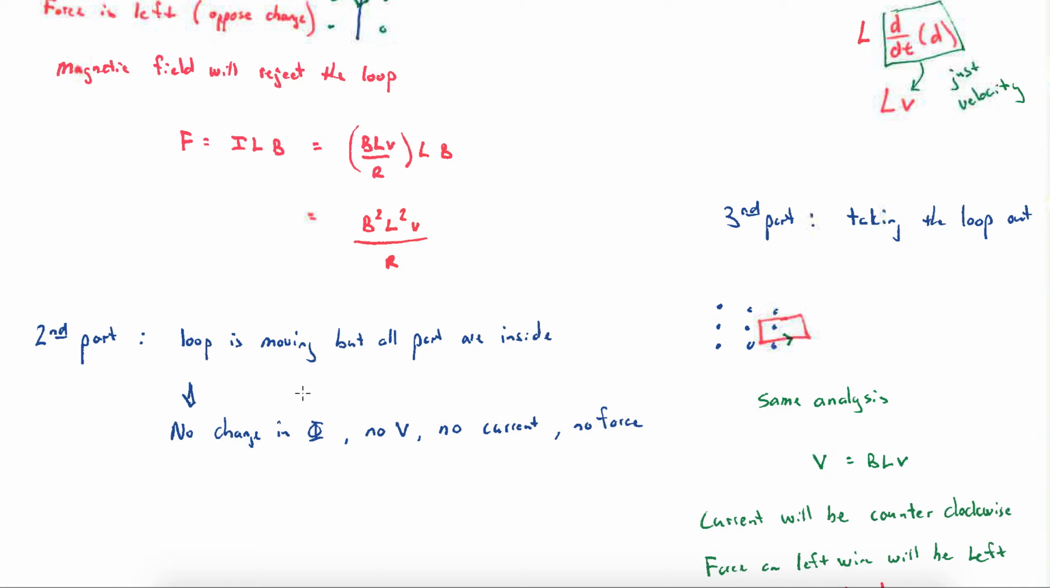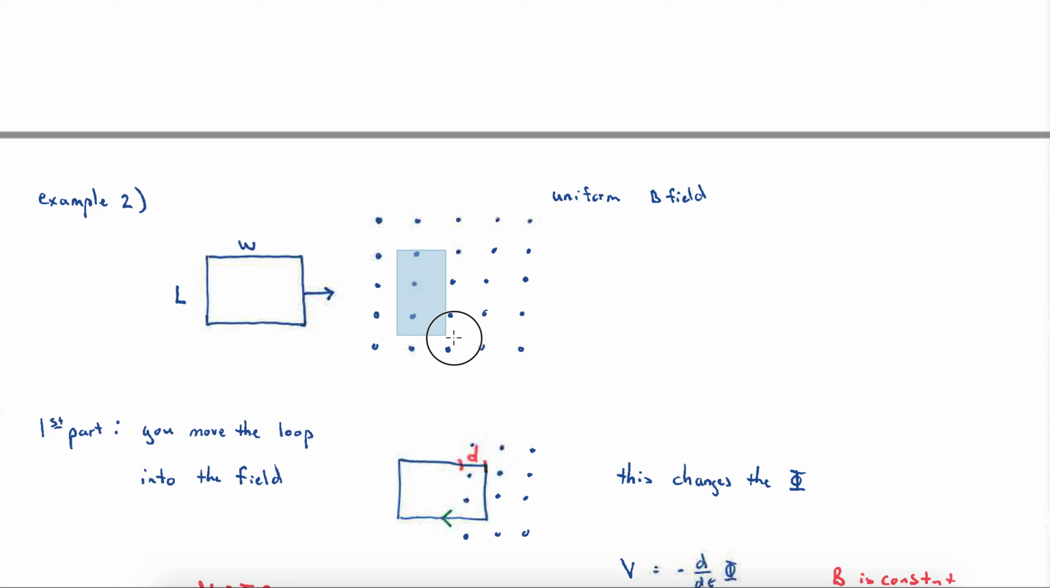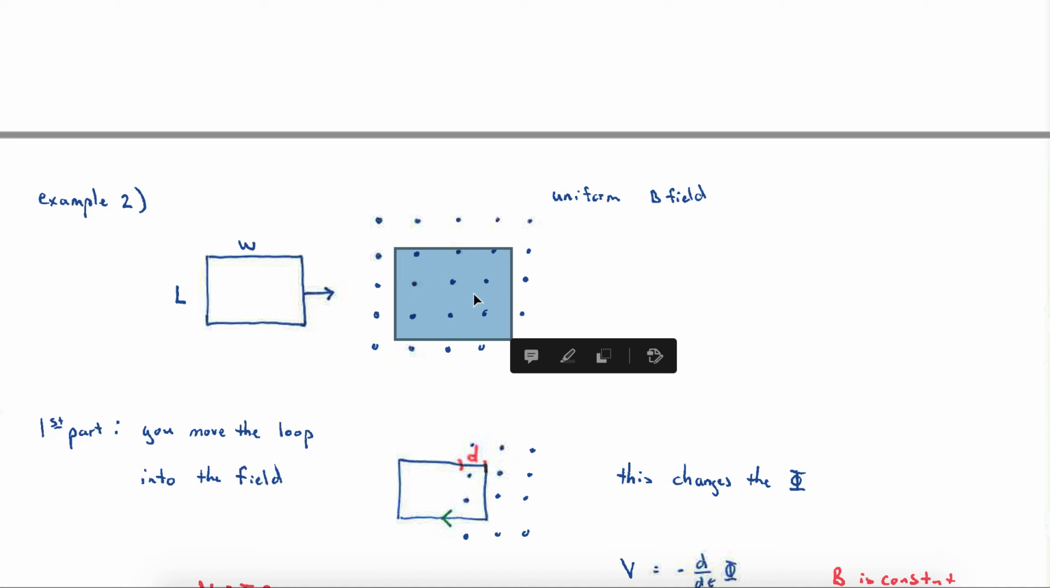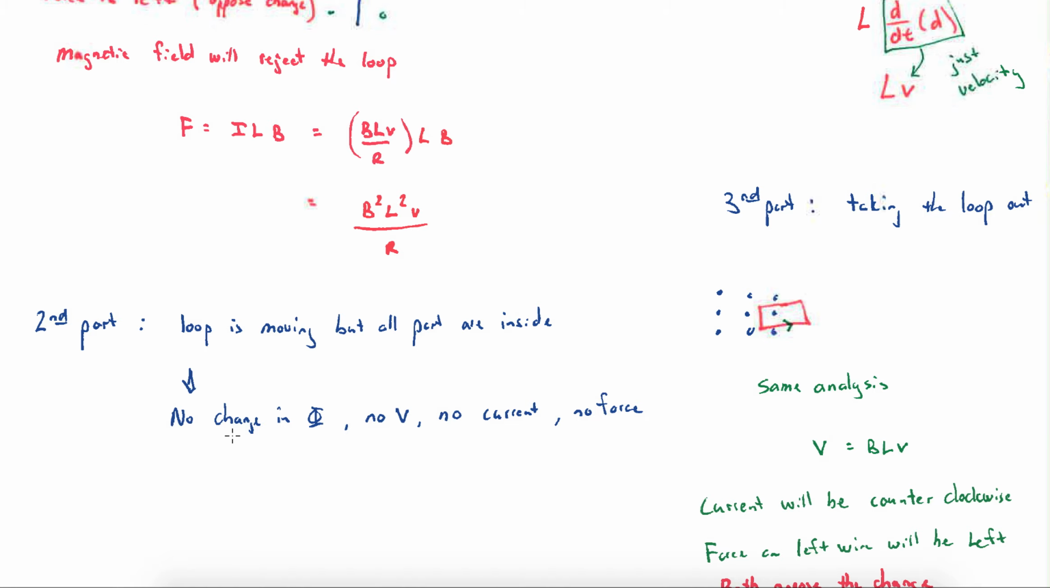Okay, the loop is moving. Okay, so the loop is entering, and now let's say the loop is actually inside this thing. As the loop moves inside, what happens? Nothing, because there's no change in flux. As you move this rectangle and it's all in the magnetic field, it's the same area and it's the same B field, so it's the same flux. Thus, nothing happens when you're moving inside of the thing. Okay? No change in flux, no voltage, no current, no force.